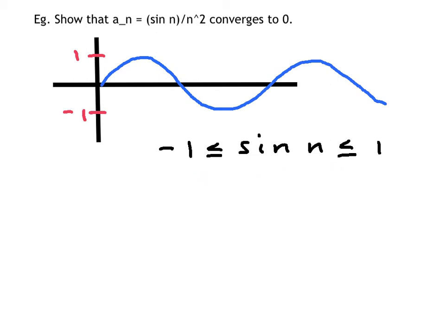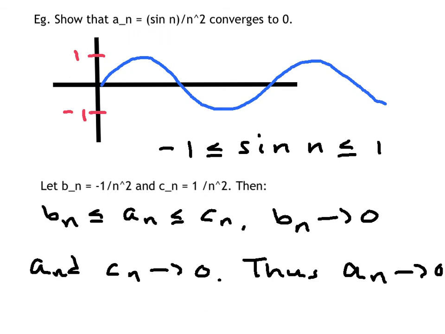Okay, so how does that let us use the sandwich theorem? Well, if bn is negative 1 over n squared and cn is 1 over n squared, then we know that both of these sequences go to 0. Their limit is 0, and the sequence an is always between them. Therefore, by the sandwich theorem, we can conclude that an goes to 0.